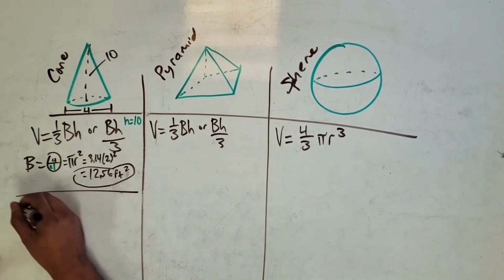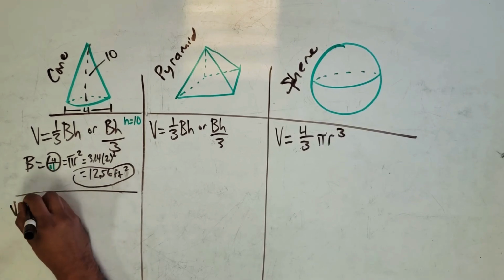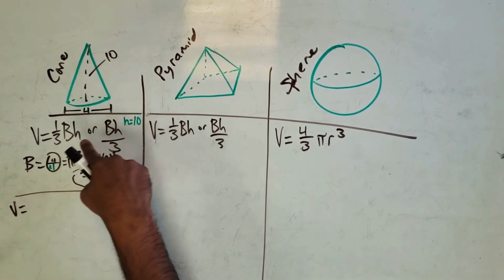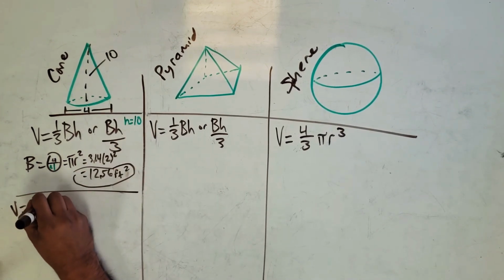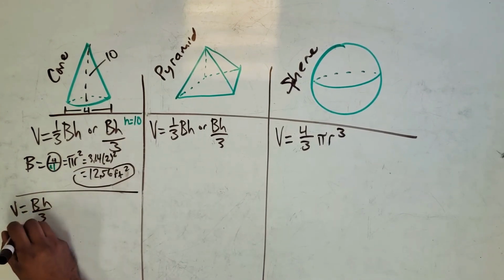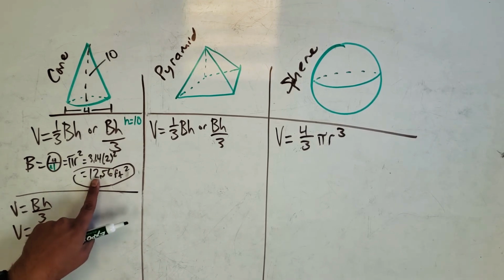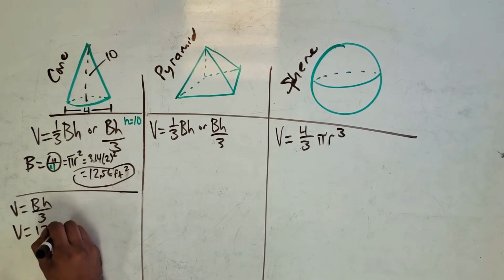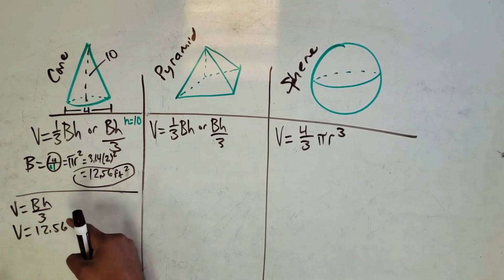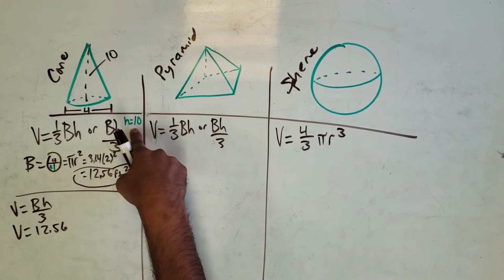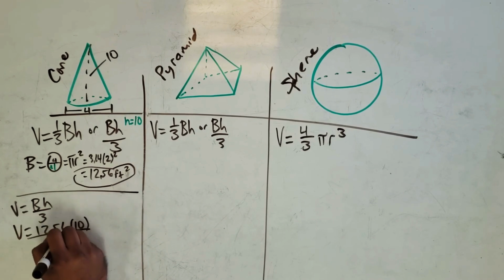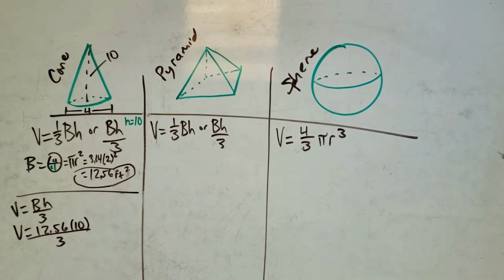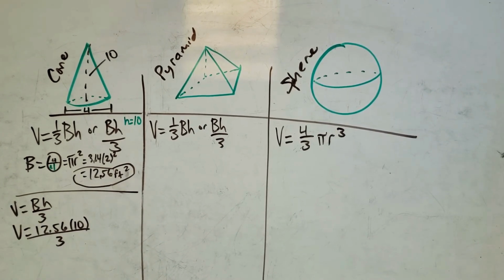Alright, so now we're going to find the volume. So V equals, and let's just use this one. This one's easier because I know you guys are scared of fractions. Big B times H divided by 3. V equals, big B is going to be 12.56, times the height, which is that one right there, and all that divided by 3. Okay? So you are going to need a calculator for that, so go ahead and open up a calculator.